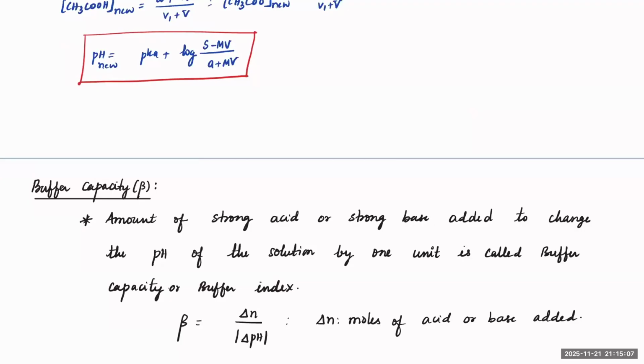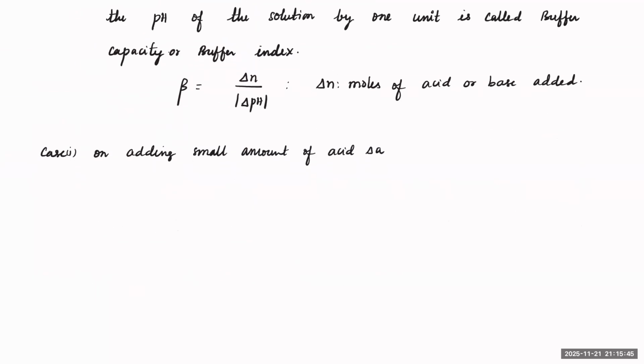So imagine the original pH was 4. Now by adding an acid or a base, if the pH changes to either 3 or 5, in such cases, how much acid or how much base you added, correct? That per liter of the solution, remember that. It should always be for 1 liter of the buffer solution, how many moles of strong acid or strong base you are adding to change the pH by 1 unit. That is called buffer capacity or buffer index.